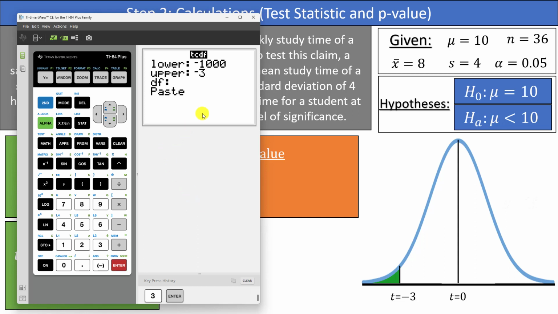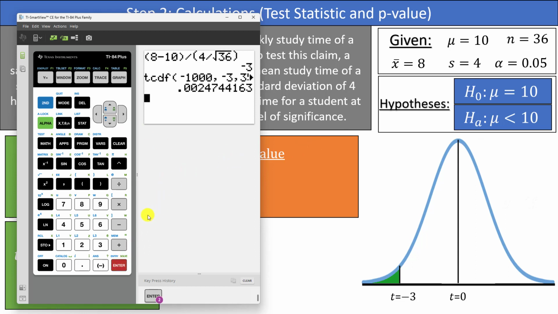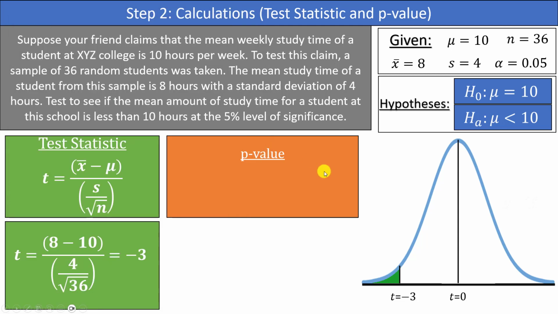And the degrees of freedom are 1 smaller than your sample size. Our sample size is 36, so our degrees of freedom are going to be 35. Most likely you've seen this before when we did this with confidence intervals. Go ahead and paste. Press enter, and we will get the p-value, which in this case ends up being 0.0025. So here's that work with tcdf, and we get approximately 0.0025 as the p-value. Typically, I'm going to round that to 4 decimal places.